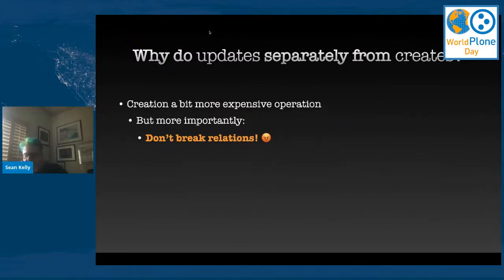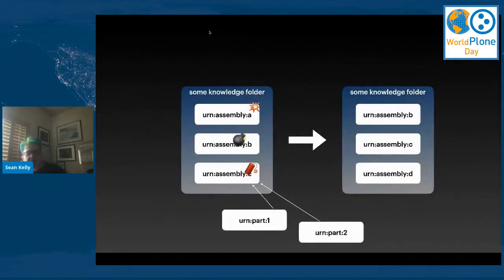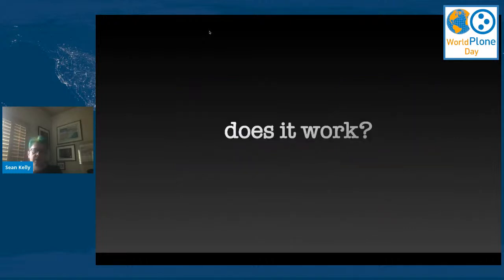even more pivotal than that, more crucial, is we don't want to break relationships. If we had other objects that had relation fields to one of these objects that we destroyed, sure, URN assembly C gets recreated, but the objects that we're referring to it, they don't know how to point to a new instance of that. So it really does make sense to try to do updates rather than just destroying everything from scratch. Does this even actually work?